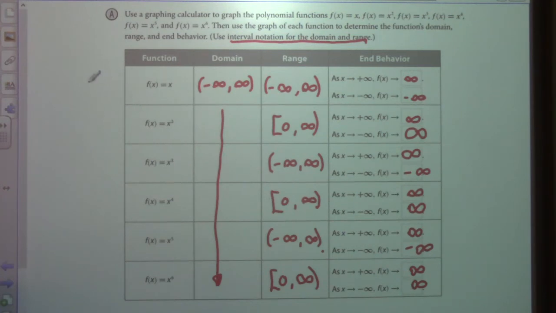Except I want you to remember this thing right here, that this one here is going to be odd, even, odd, even, odd, even.